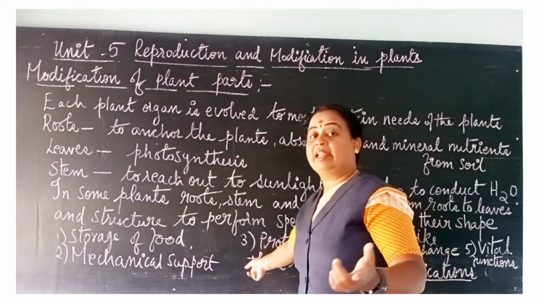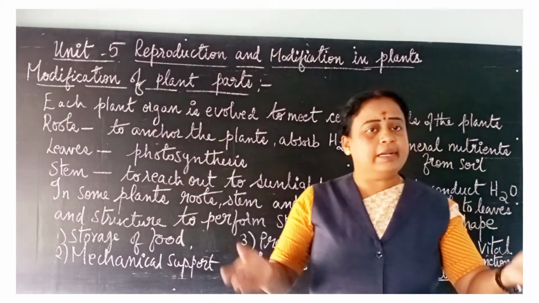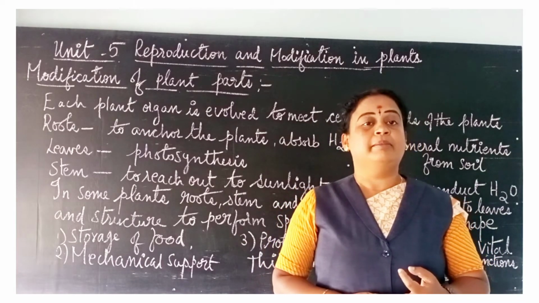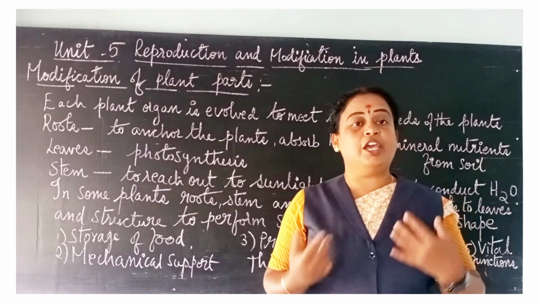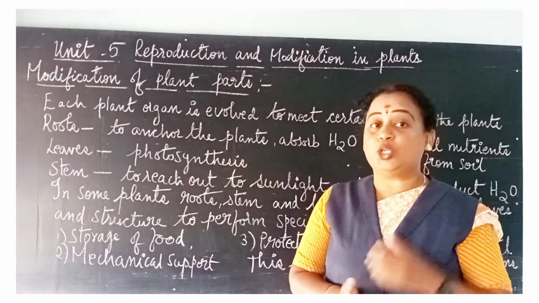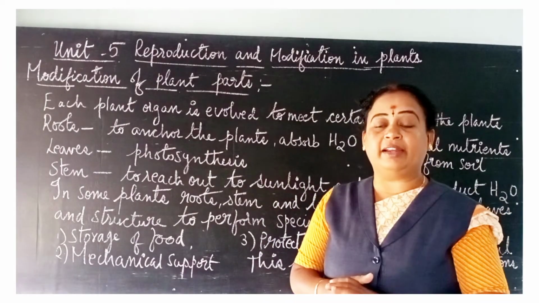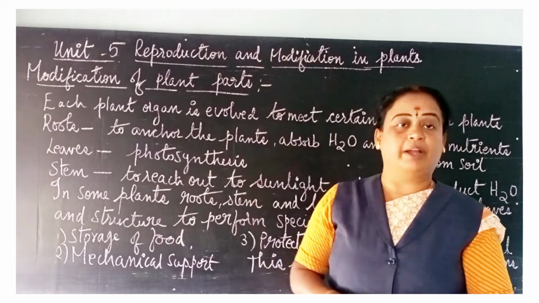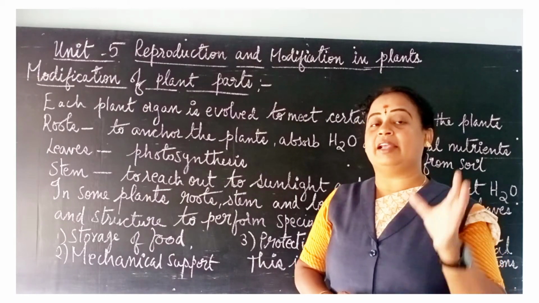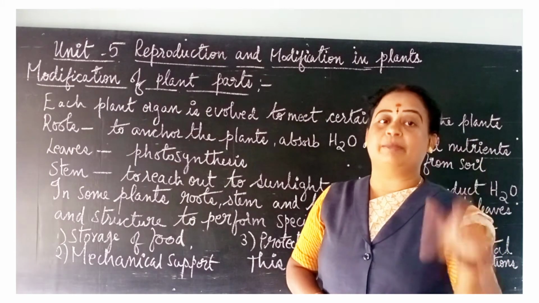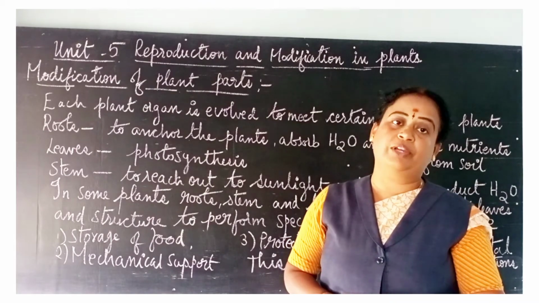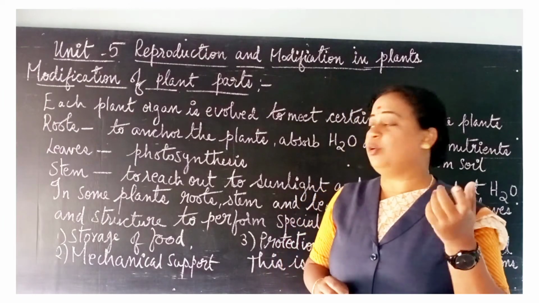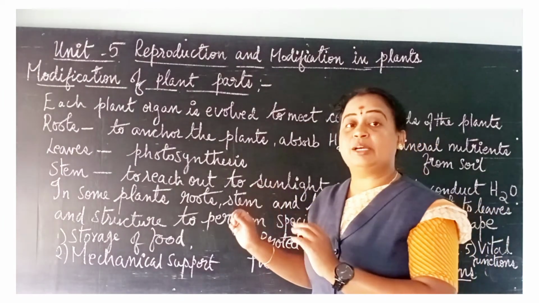Now the second one is mechanical support. Yes, mechanical support, you know, the climbers: pepper plant, betel plant, pumpkin, cucumber. These all are creepers, right? Those plants are modified in such a way that when they get a mechanical support, they just creep and grow. So those plants can survive only when there is a support. Mechanical support is provided by certain parts of the stem. All that we will study in the coming videos.